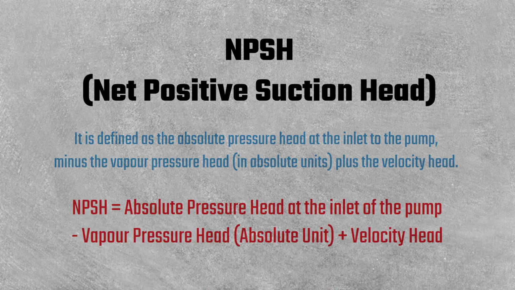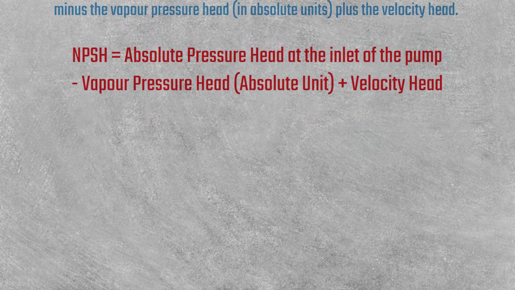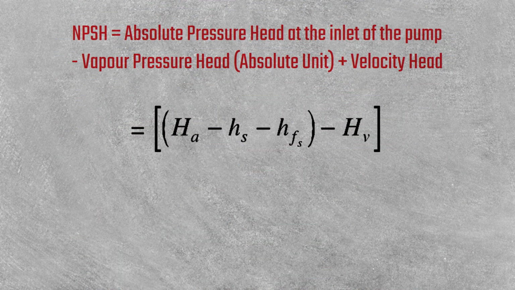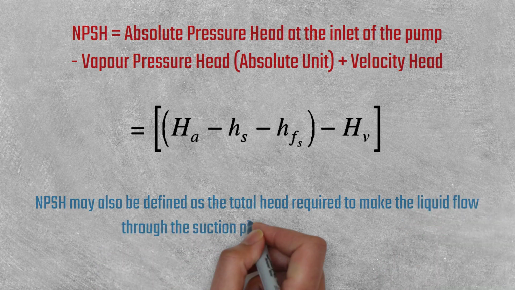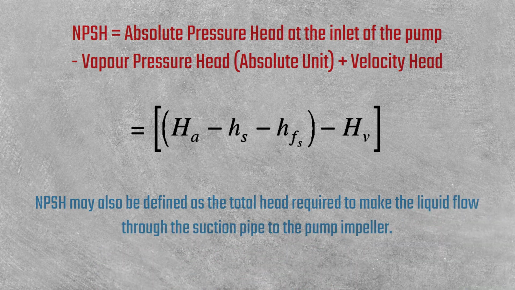With the detailed simplification of this equation, we get the following expression of NPSH, where the right side of the equation is the total suction head. Hence, NPSH is equal to the total suction head. Thus, NPSH may also be defined as the total head required to make the liquid flow through the suction pipe to the pump impeller. In the next video, we will discuss the required NPSH as well as the available NPSH.